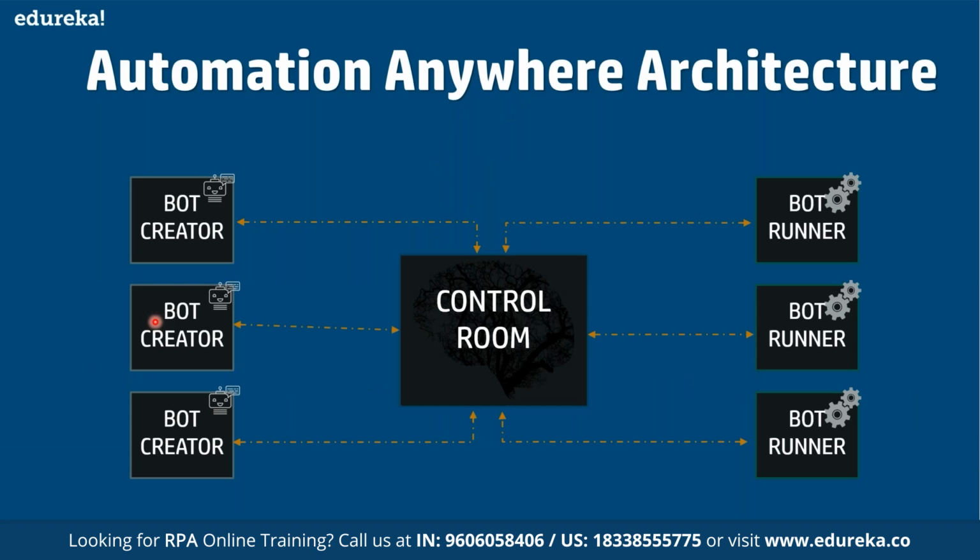Largely, this is how the architecture of Automation Anywhere looks. There is a bot creator, which is basically a type of license where you will do the development. You create the code, and then you upload that code to the control room, and from the control room you deploy the code onto various other machines. So this is how you work with this platform.